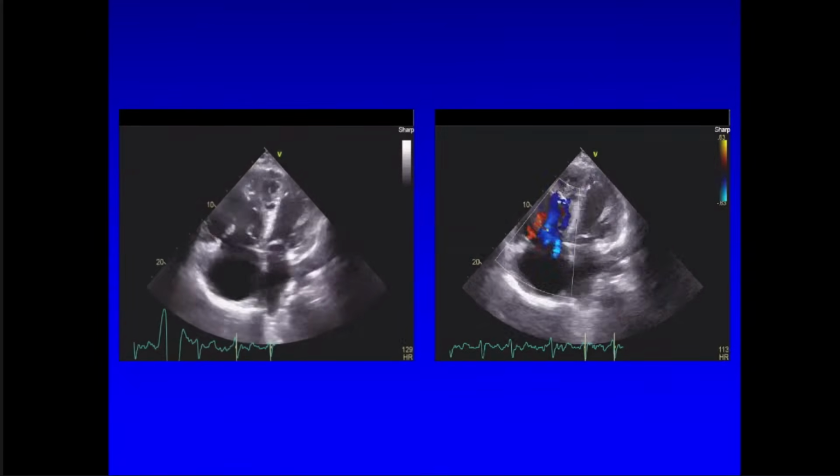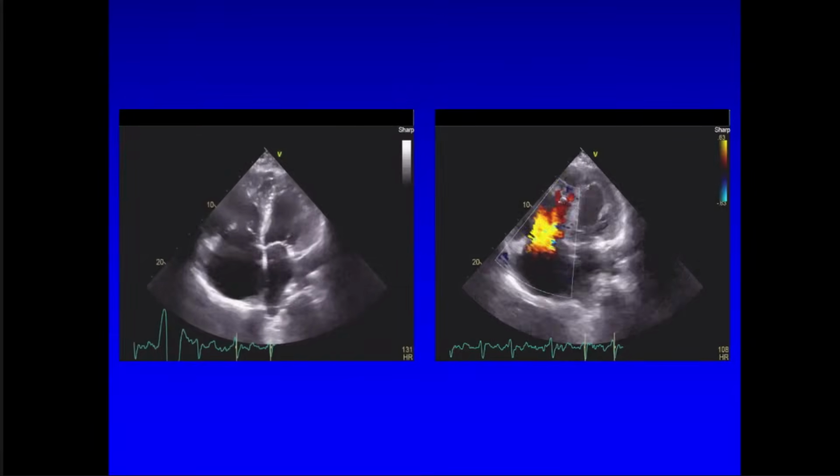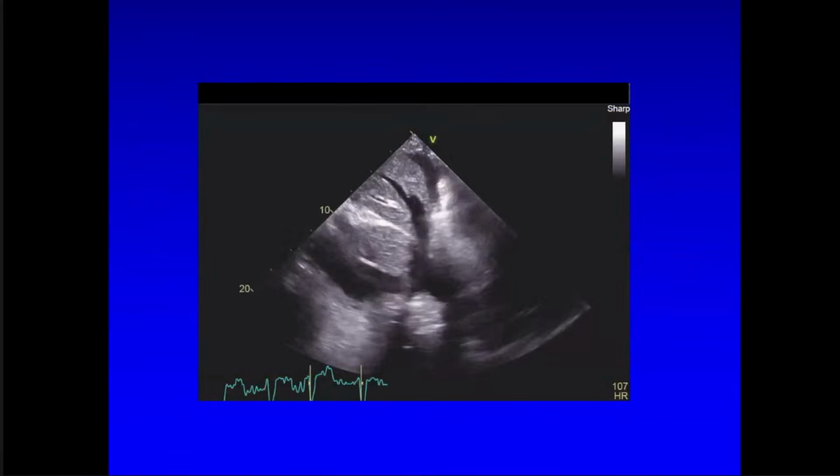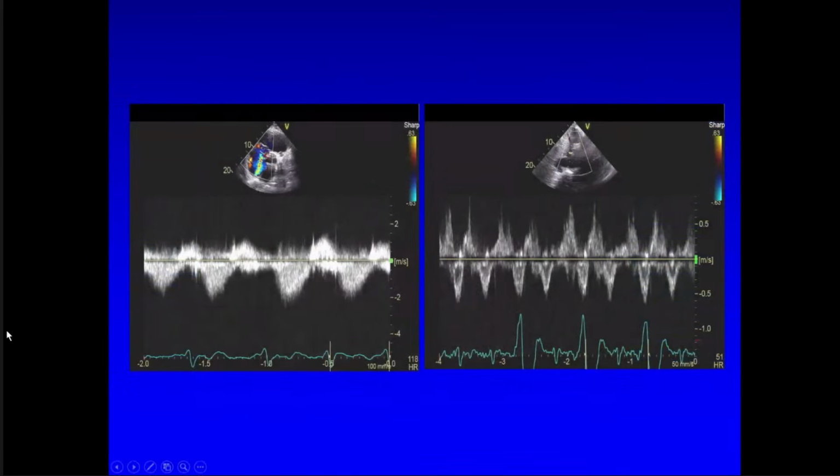Notice that the color jet is not very helpful or very complete here, but all the 2D parameters were heading in a direction of a significant TR. Notice the markedly dilated IVC and hepatic veins here, and the TR jet by continuous wave Doppler consistent with severe TR, as are the large systolic reversal signals.